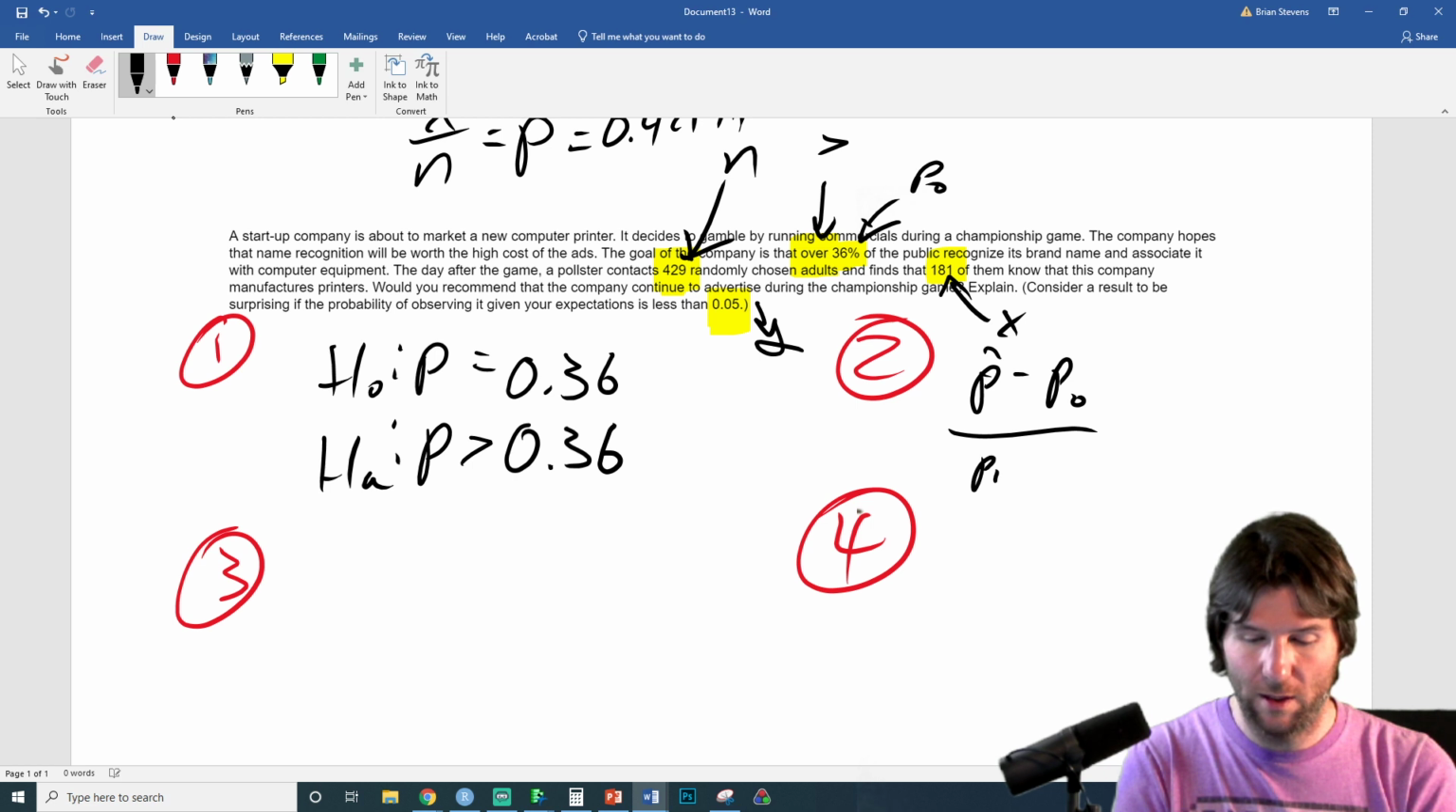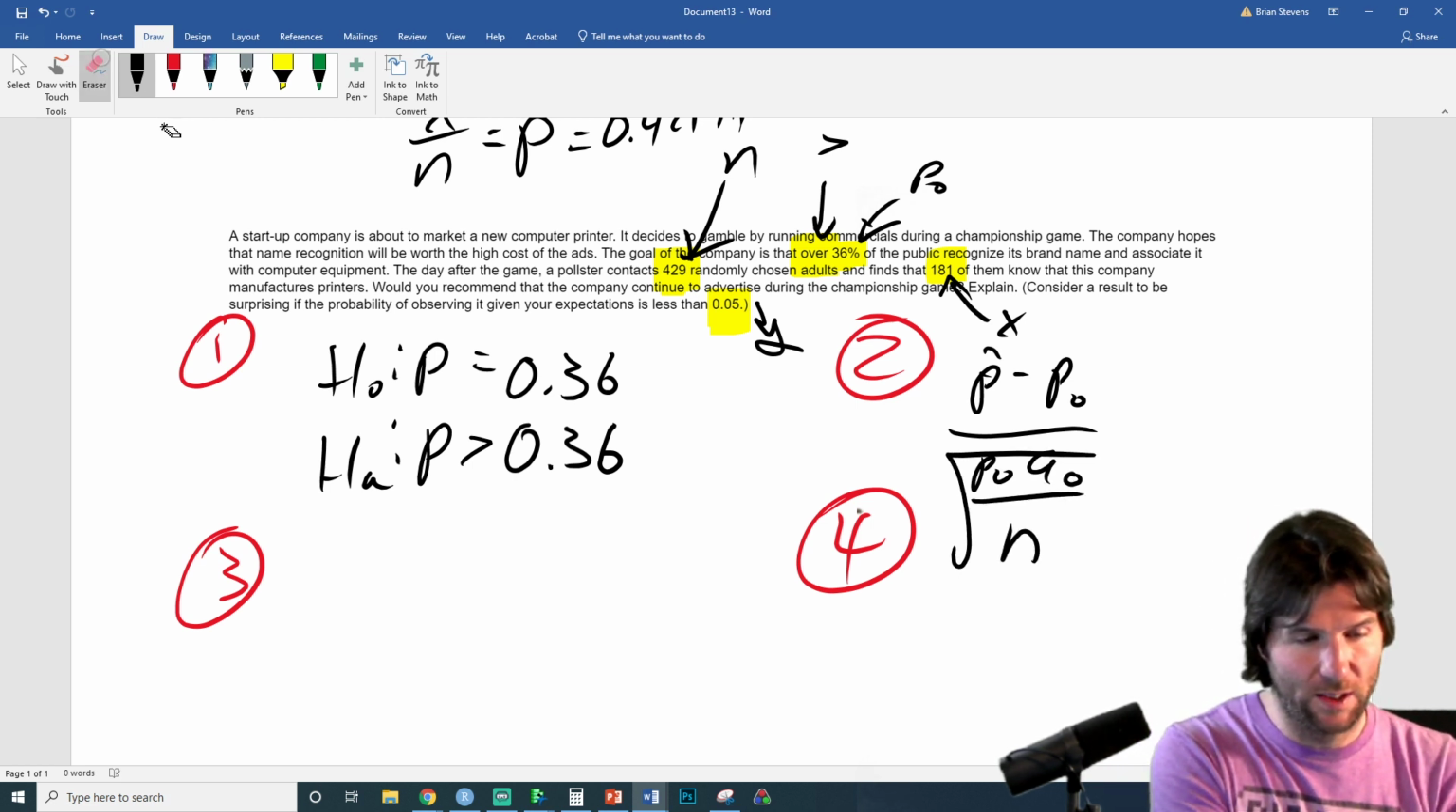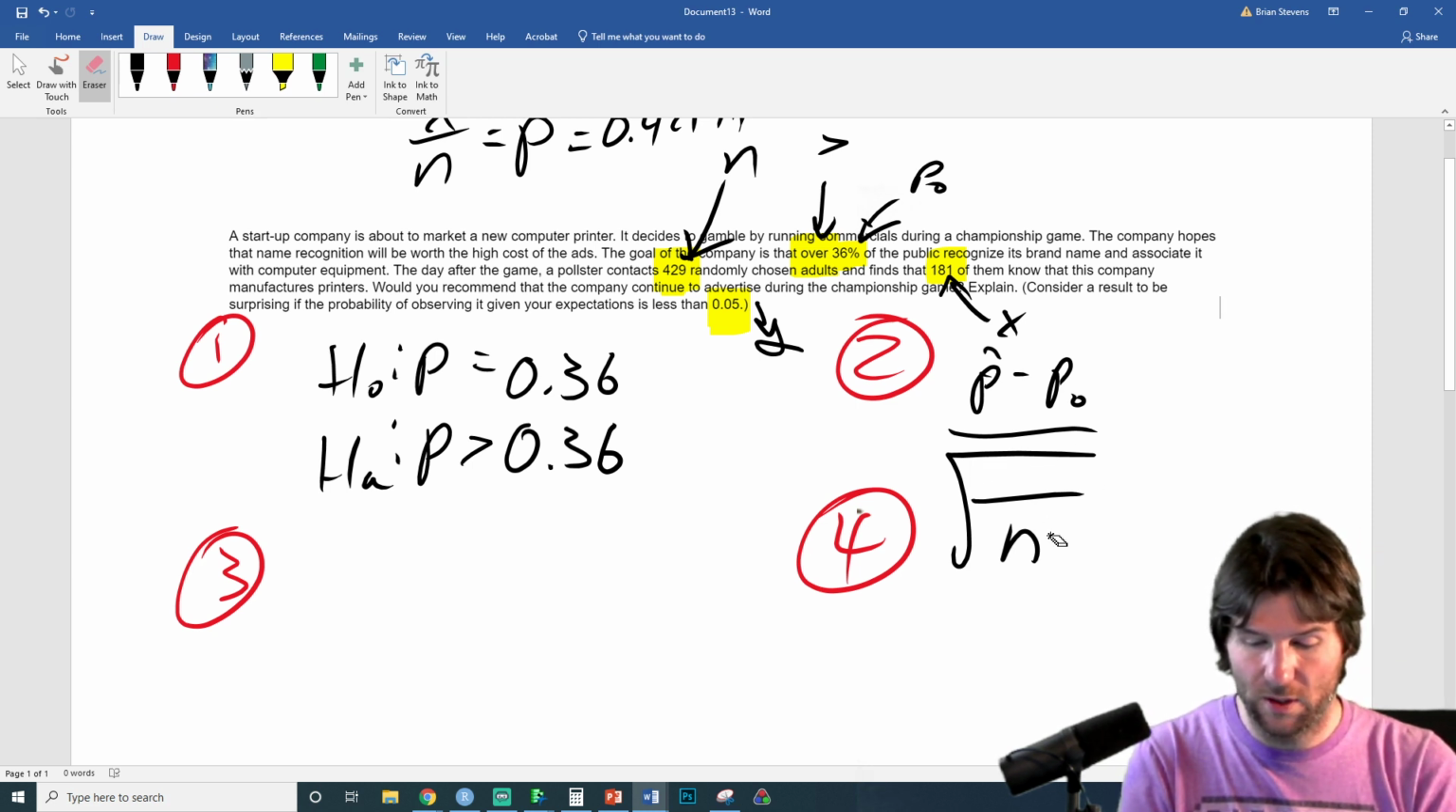So next we have down here, we're going to write our equation of p hat minus p naught over the square root of p naught q naught over n. And we're going to put those numbers into here.